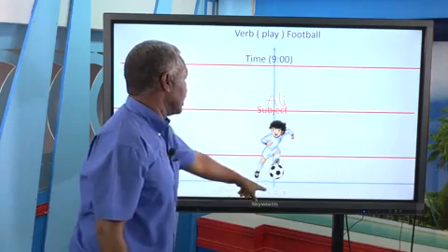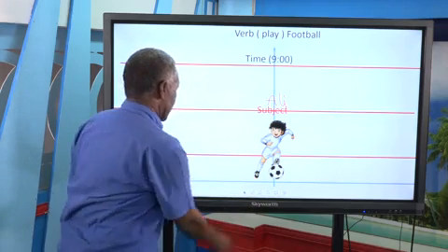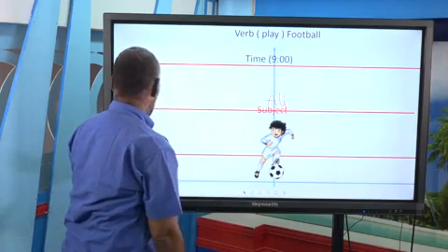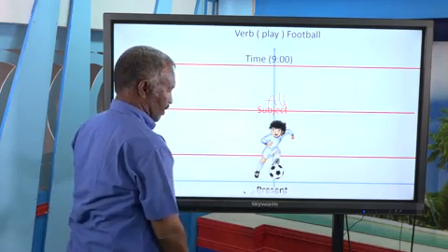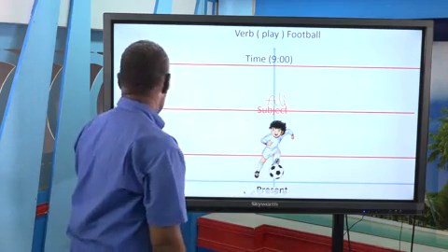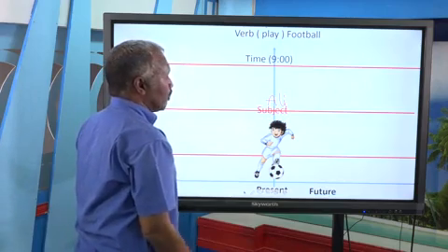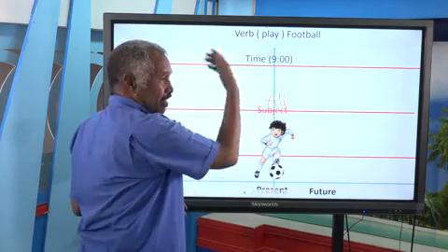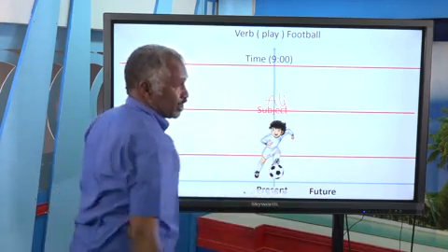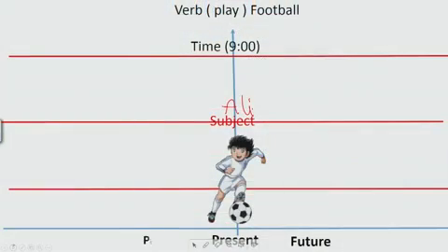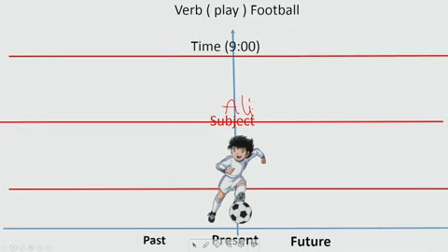What does it mean? It means that he plays at present, meaning he plays in the present. If Ali wants to play after 9 o'clock, it means the future. If Ali played football before 9 o'clock, it means the past. So tenses depend on time: past, present, and future.